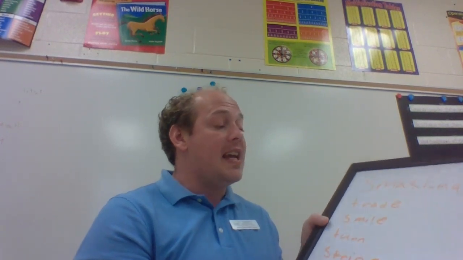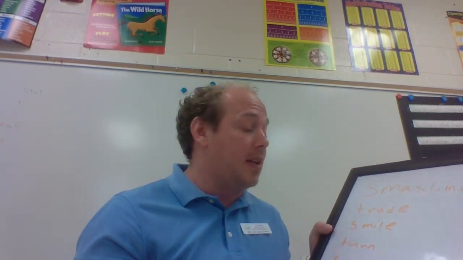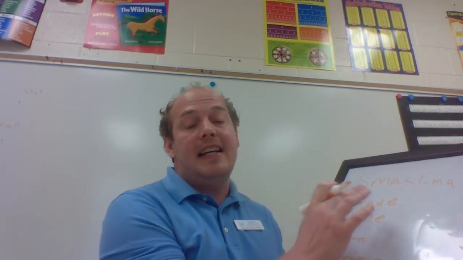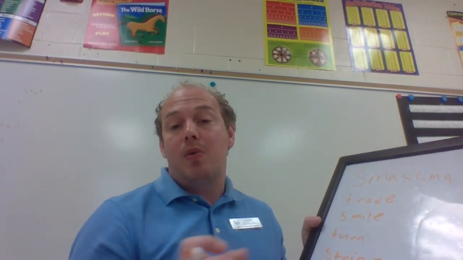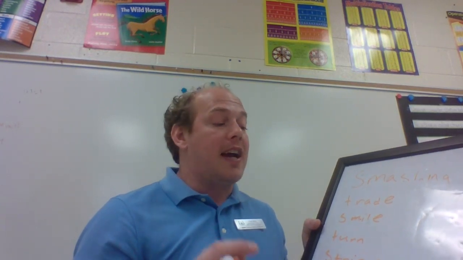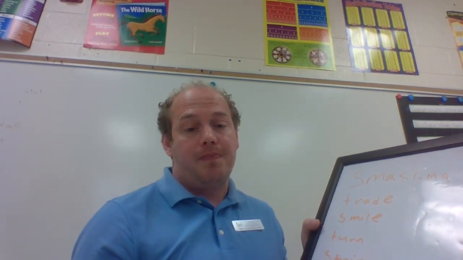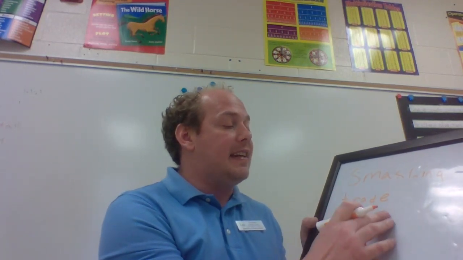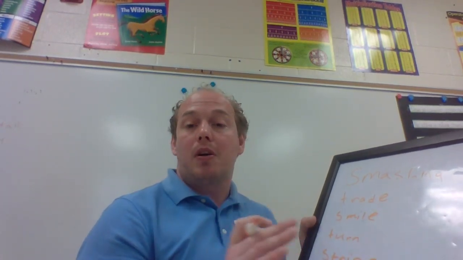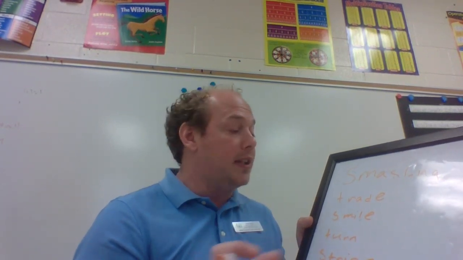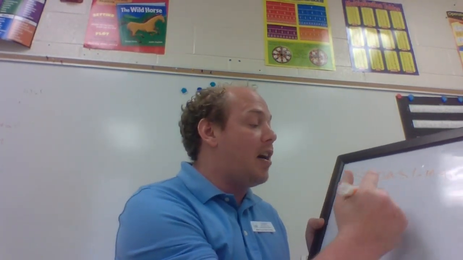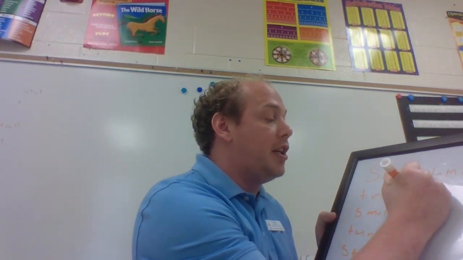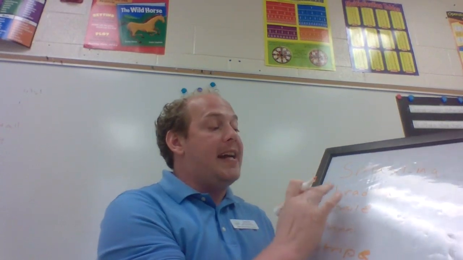All right. Now here's where the rule comes into play. Trade ends in E. An E is a vowel. So as we went over, the vowels are A, E, I, O, U, and sometimes Y. So trade ends in E, and an E is a vowel. So the general rule is, we're going to take the E off, and then we're going to add I, N, G. Trading.